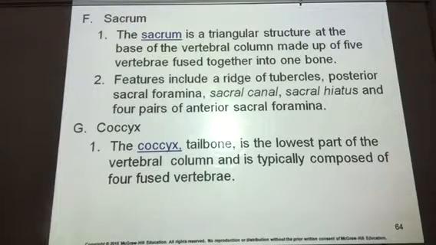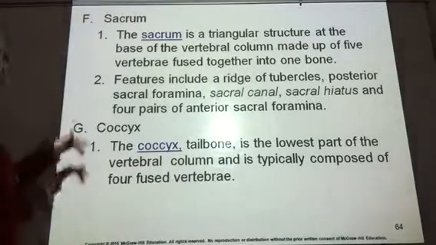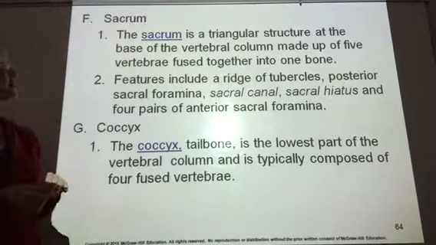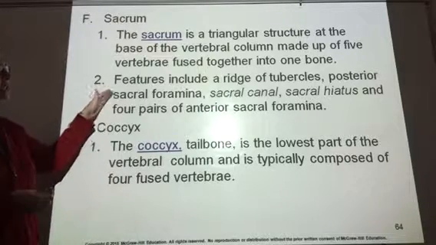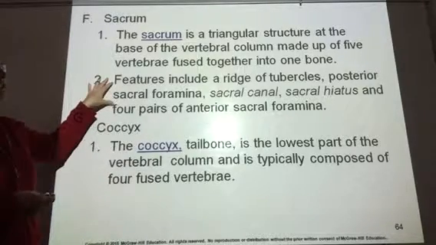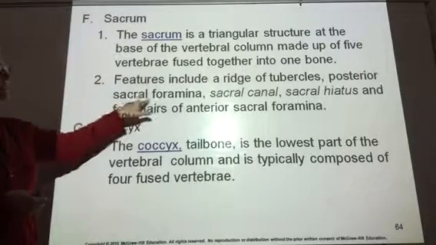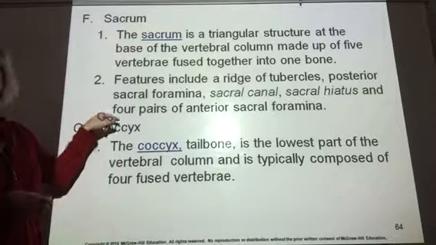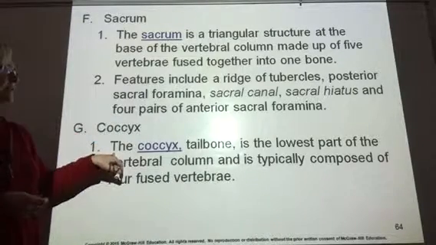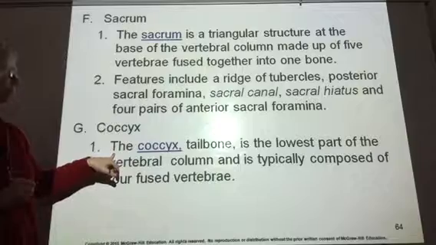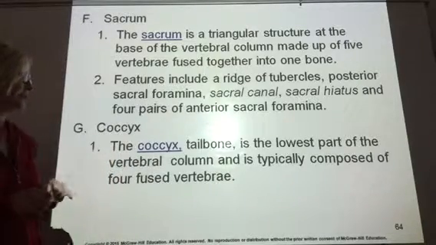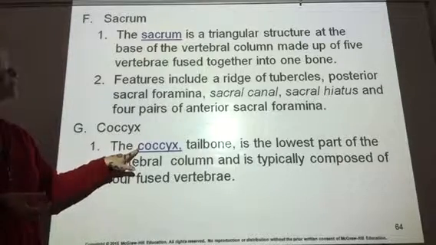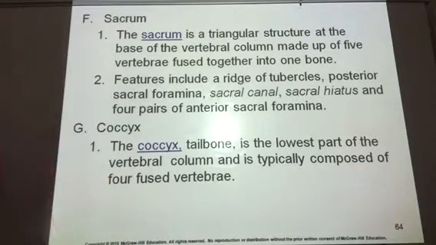And then the bottom, the sacrum, a triangular structure. Basically, it's 5 fused vertebrae into one. I probably won't have you label so much on the sacrum. It does have a foramen, canal, the hiatus, but I probably won't have you label so much here. Coccyx is your tailbone. It's a small little part at the bottom. It's the lowest part, and the coccyx is actually 4 fused vertebrae. So sacrum 5, coccyx 4.